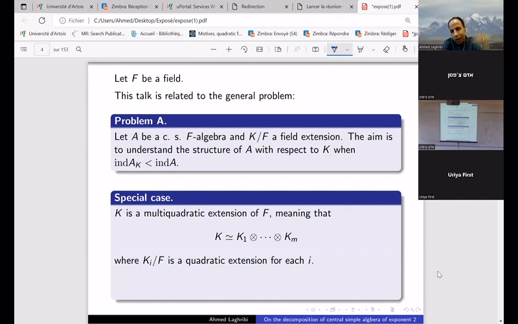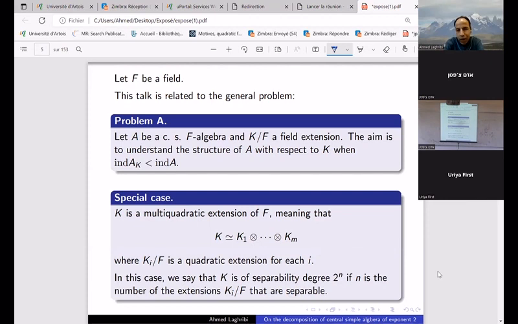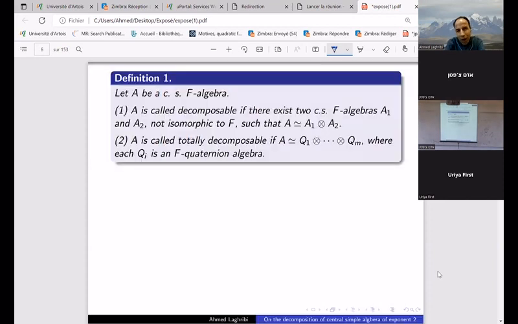It means that K is a field isomorphic to a tensor product of some K_i's, where each K_i is a quadratic extension. If we have such a K, we associate what we call the separability degree. The separability degree is 2^n, where n is the number of the extensions K_i which are separable over F. Okay. And because we are talking about the notion of decomposability, I fix a definition.